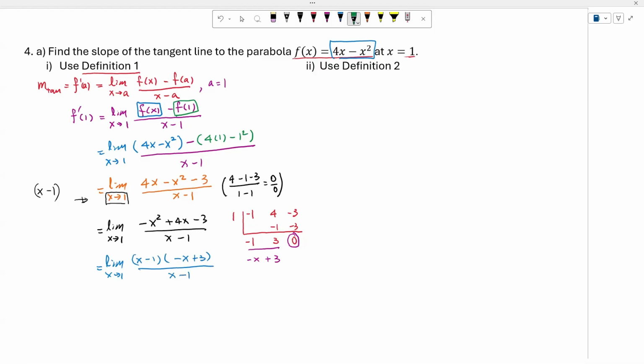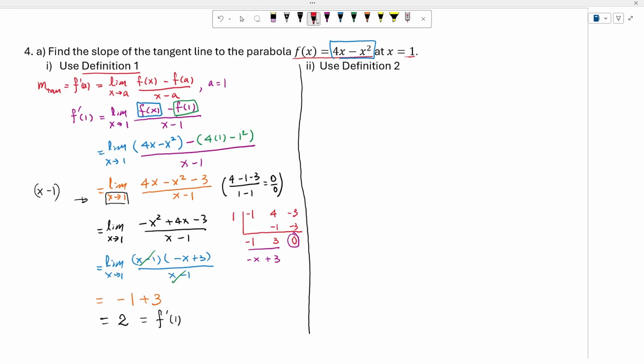Okay. And now this one and this one cancel. So now we could use direct substitution. Replace x with 1. So my answer will be 2. Okay. So that means my f prime of 1 is equal to 2. So this is how we use definition 1 to find f prime.